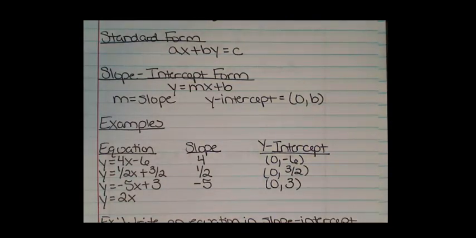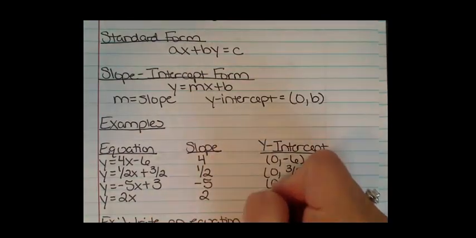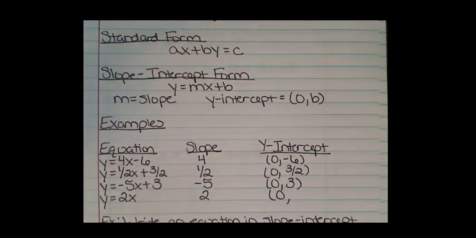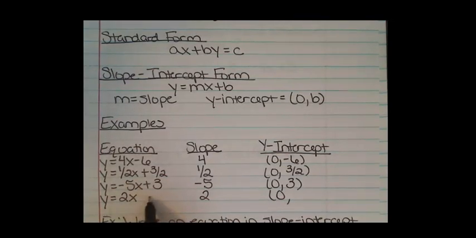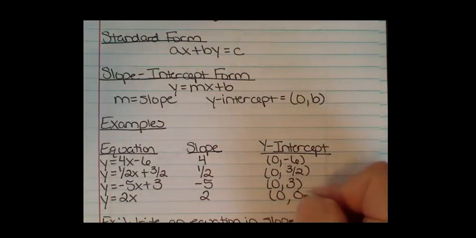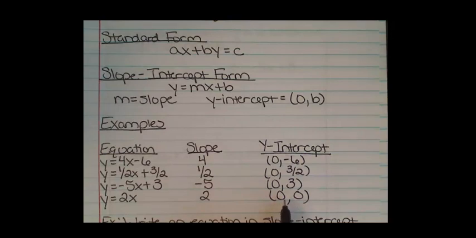My last equation is y equals 2x. My slope would be 2, and then my y-intercept would be, well, what's my b in this case? If you look at our equation, there's no plus or minus anything out here, so that would be 0. My y-intercept in this case would be (0, 0). I wanted to make sure that one was on here because I'm pretty sure it comes up, if not in your homework, then on one of your exams.